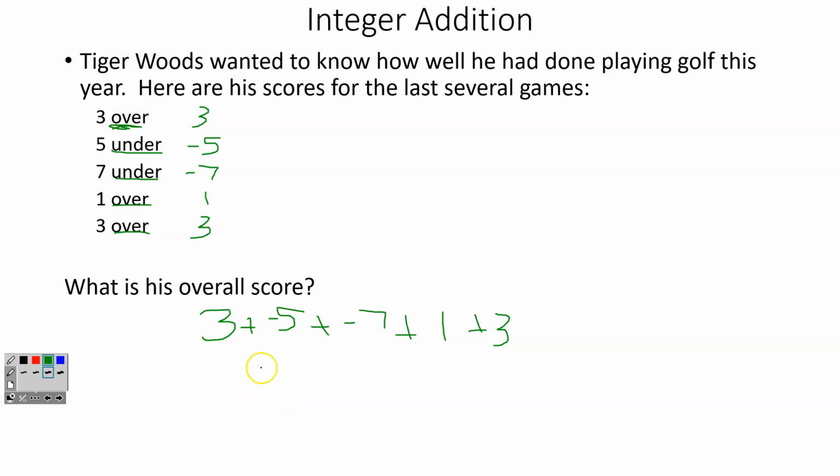So a lot of people will combine their negatives and then their positives. However you choose to do it is great. I'm going to go ahead and do integer chips just for the visualization. My 3 is a positive, so I'm going to take 3 positives. My 5 is a negative, 1, 2, 3, 4, 5. Then I'm going to have 7 negatives, 1, 2, 3, 4, 5, 6, 7. 1 more positive, and 3 more positives.